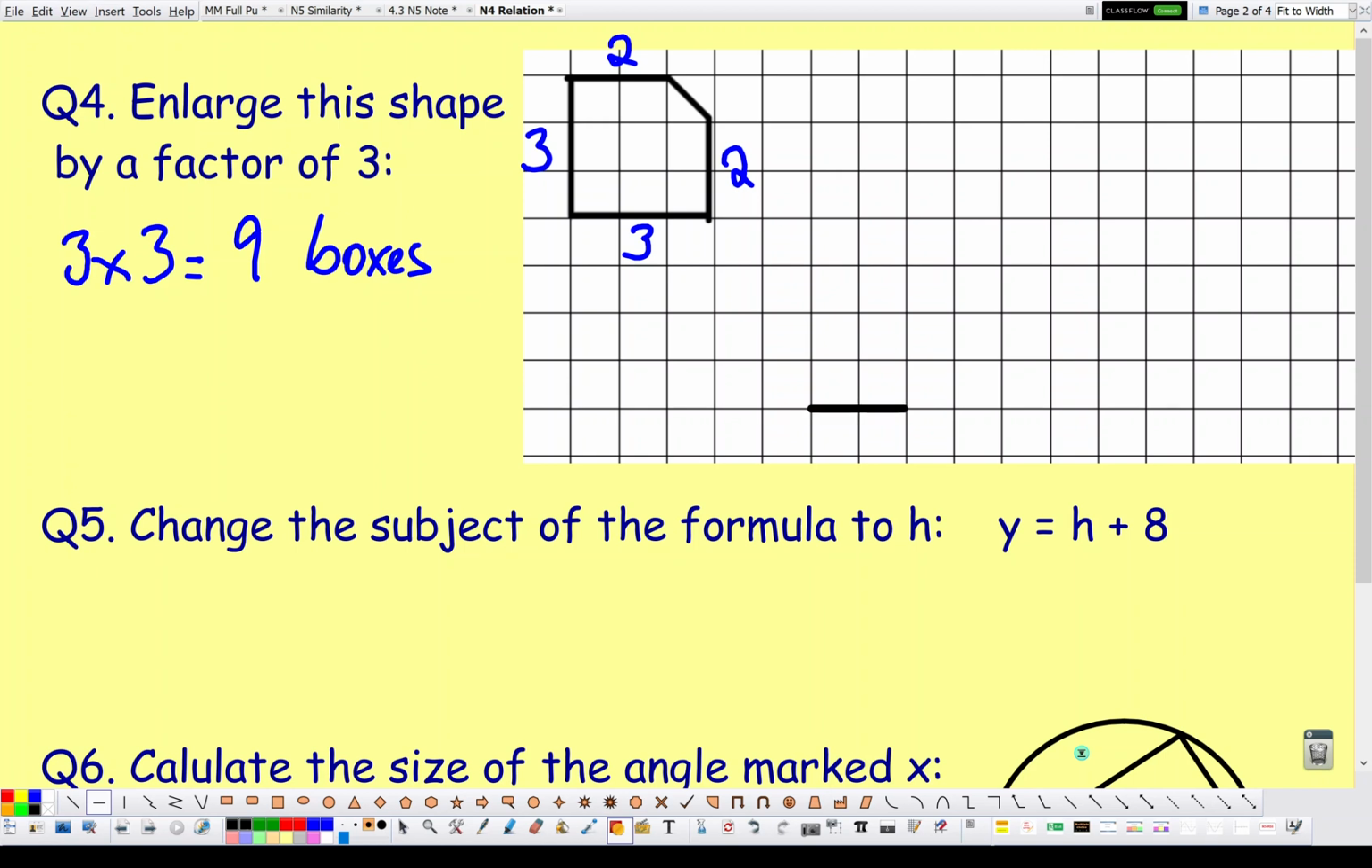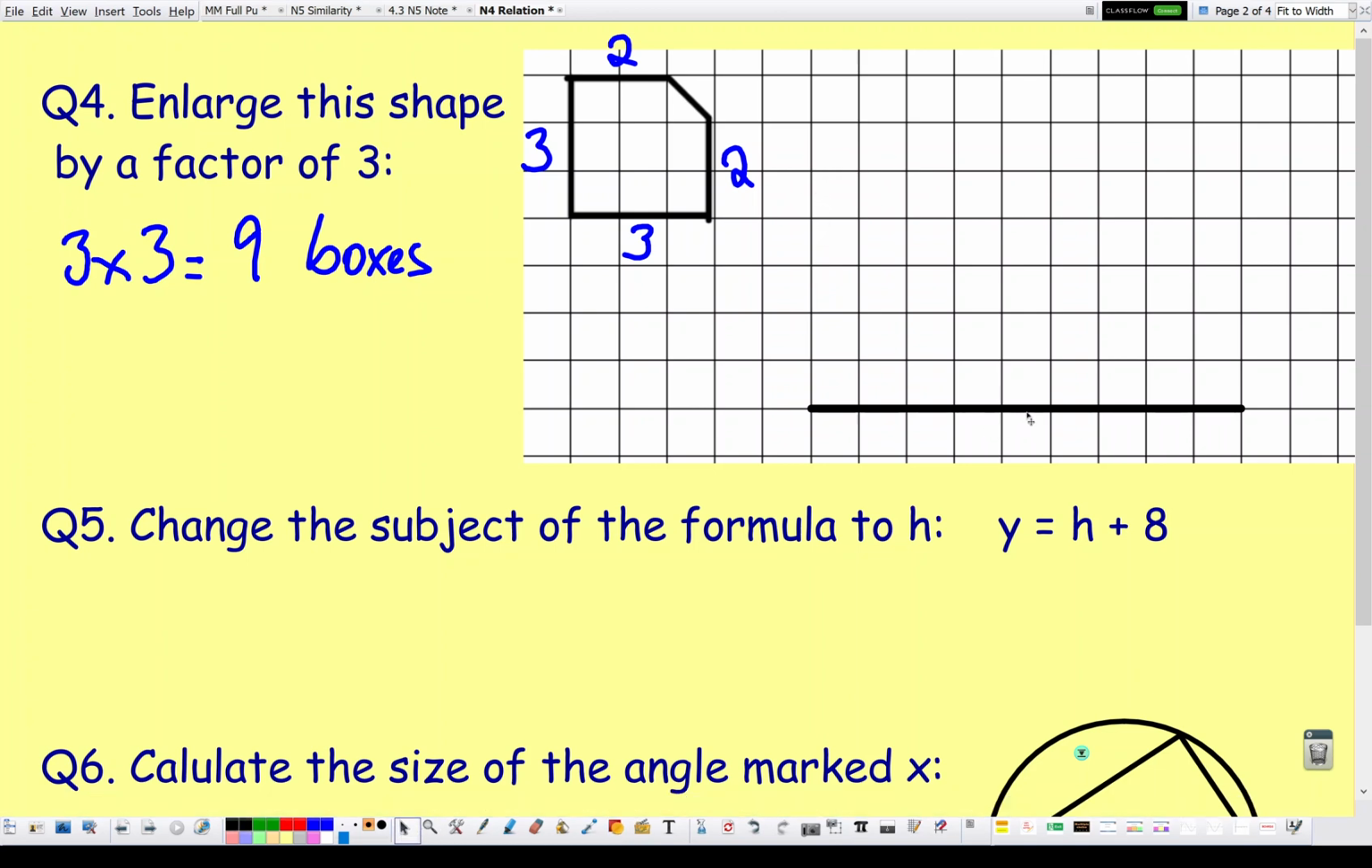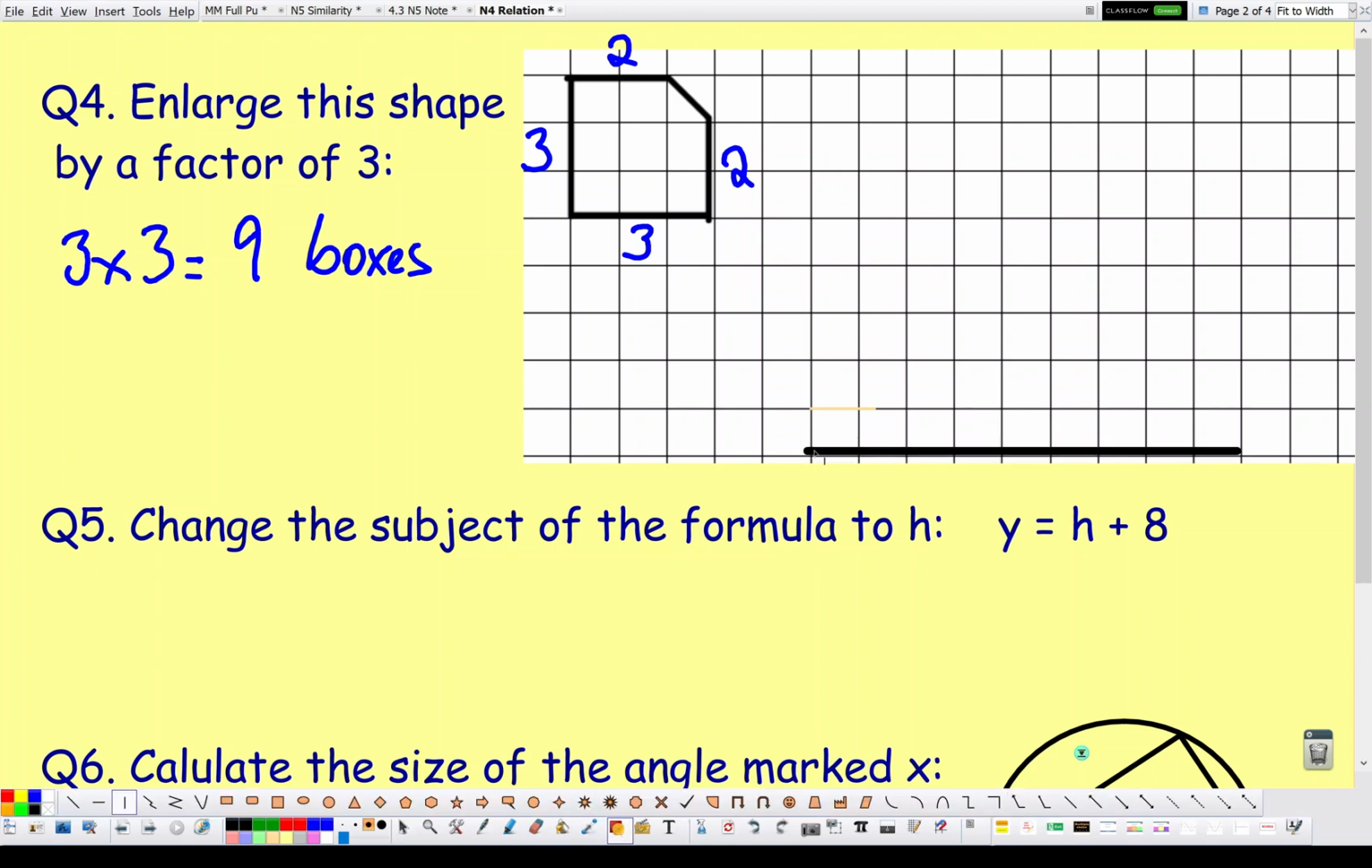So 1, 2, 3, 4, 5, 6, 7, 8, 9. Now we know also that that is going to be 3 times 3, that's going to be 9 boxes high. Now, do I even have 9 boxes? 1, 2, 3. Oh, I need to move my line down 1 in order to fit this in. Right, so it's going to be 9 boxes high as well. So 1, 2, 3, 4, 5, 6, 7, 8, 9, and we'll just pretend that there's a line there.